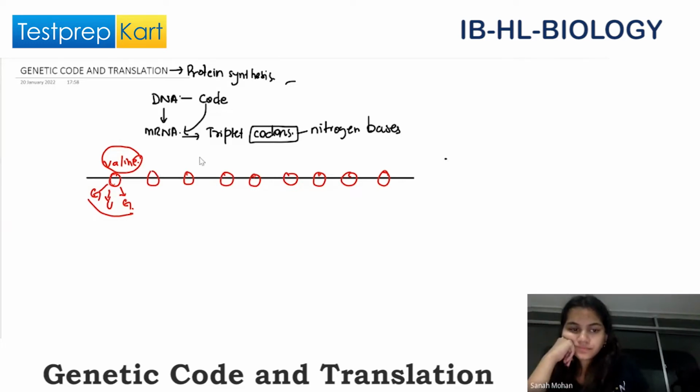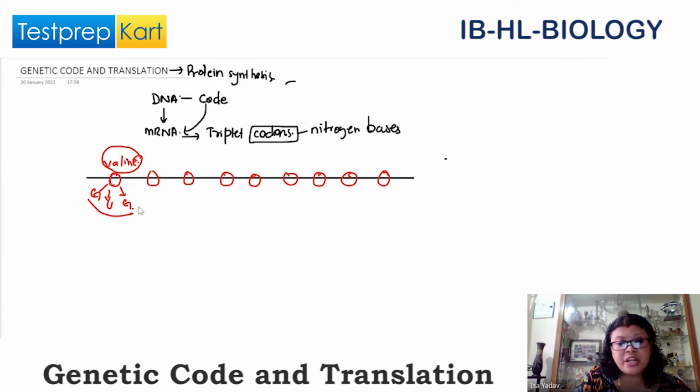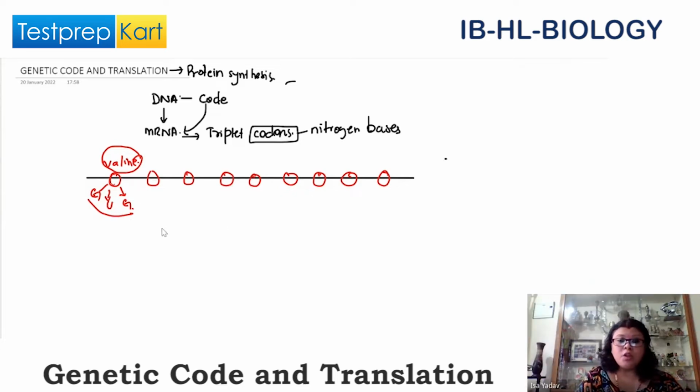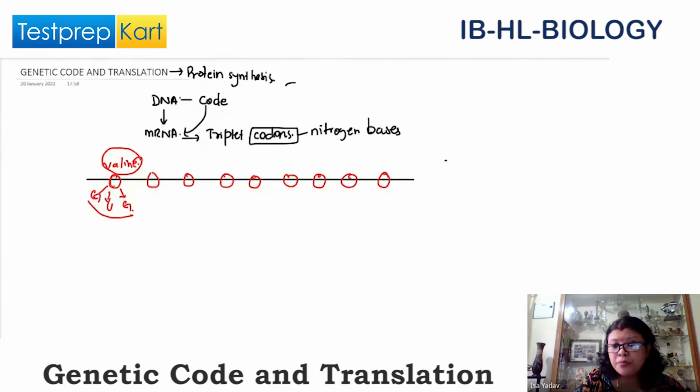And triplet codon, why? Because there are three of them. See, guanine, uracil, guanine, GUG. So it's a triplet codon. Codon is actually the information that is present in a DNA. That information is transferred to the RNA in the form of codon. So codon will store all the information.